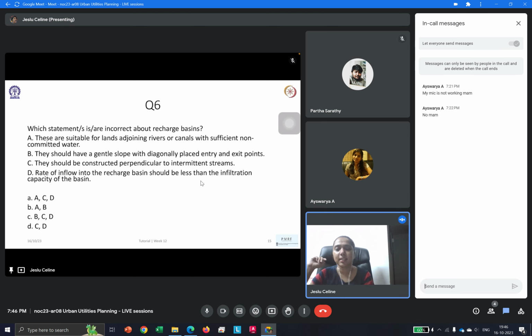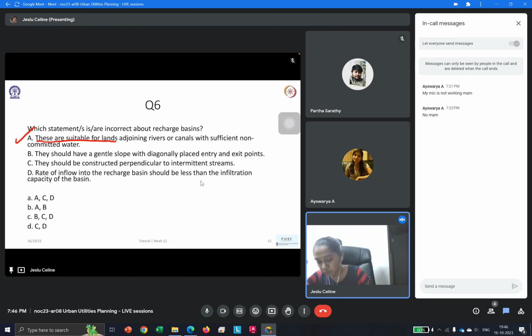It is not necessary, I agreed. It is not necessary that it should be built next to rivers or canals, but the statement doesn't say that it should be built, right? So let's see that way. The statement just says that these are suitable for lands adjoining rivers or canals with sufficient non-committed water. So are they suitable? Can we build it over there? Yes, ma'am, so it can.